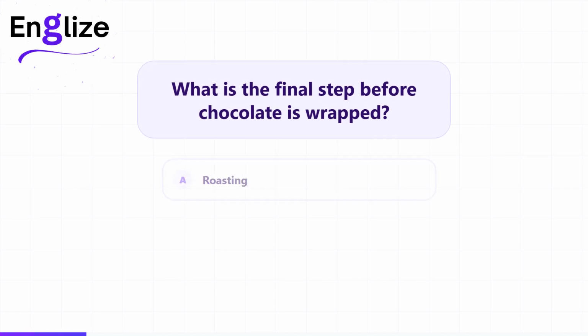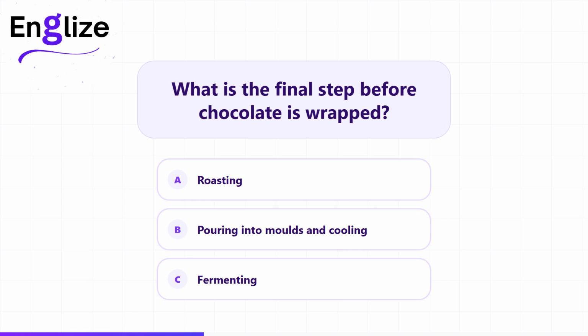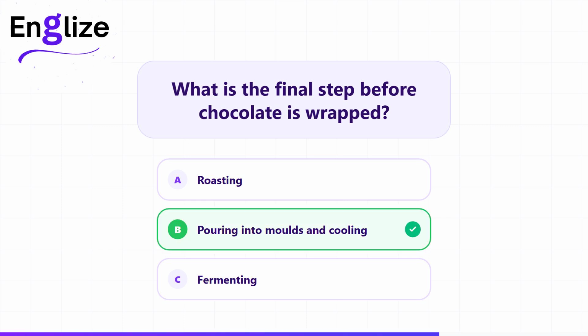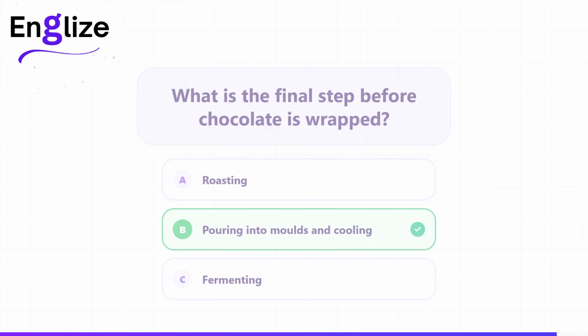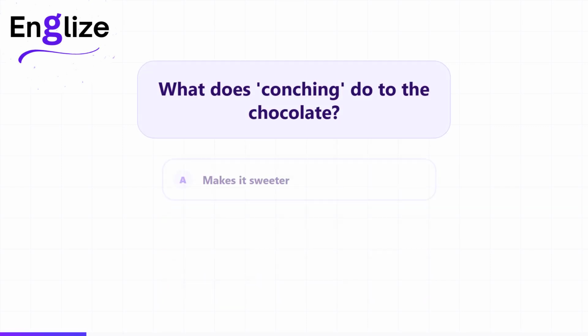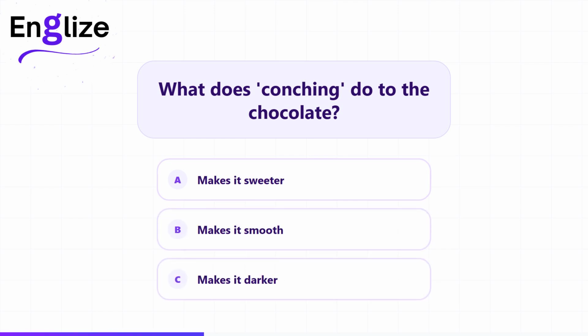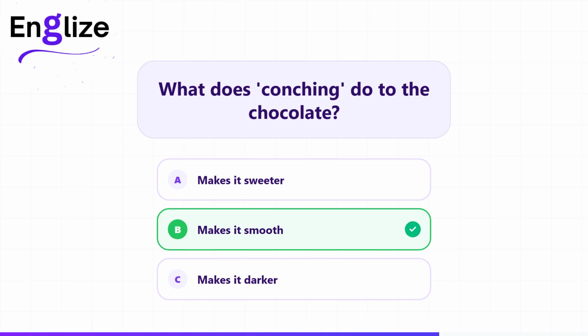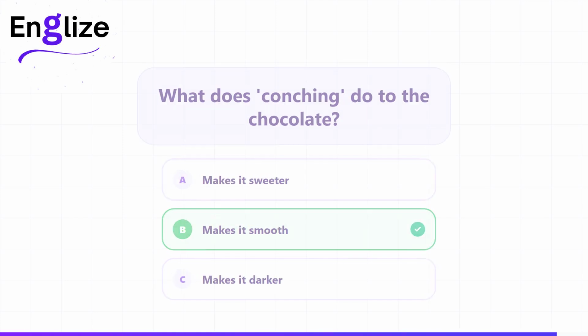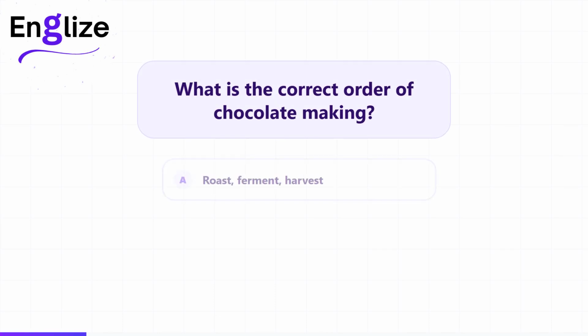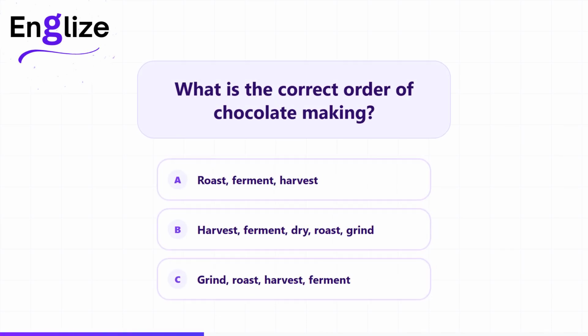What is the final step before chocolate is wrapped? What does conking do to the chocolate? What is the correct order of chocolate making?